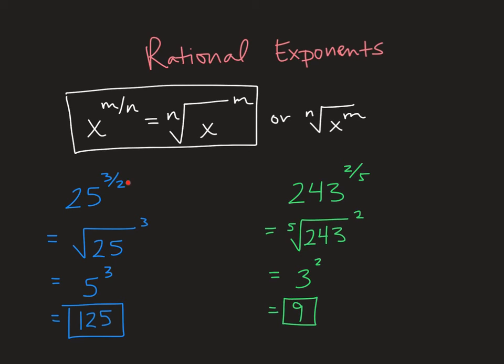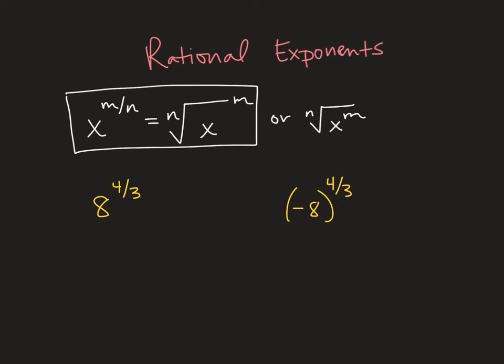Now, please note that when we take something to a power greater than 1, like 3/2, we're going to end up with a value that's greater than our original base. When we take a number to an exponent that is less than 1, such as 2/5, we'll end up with a number that is less than our original base.